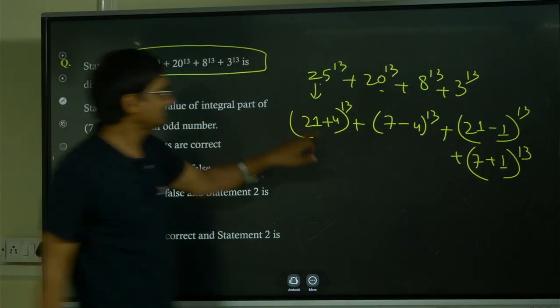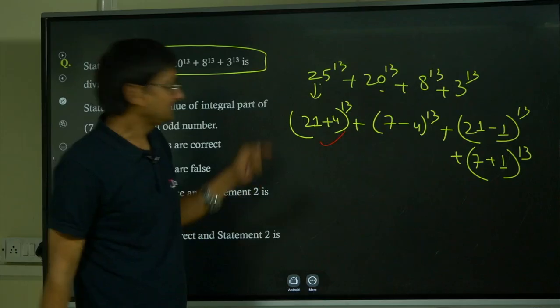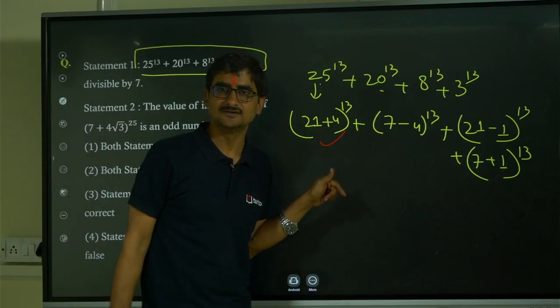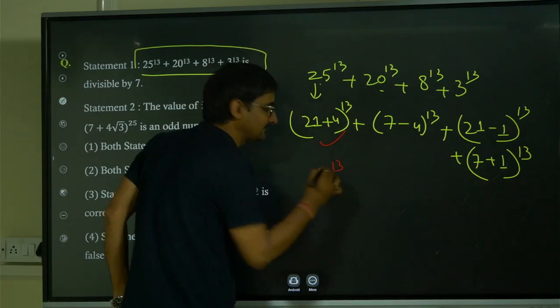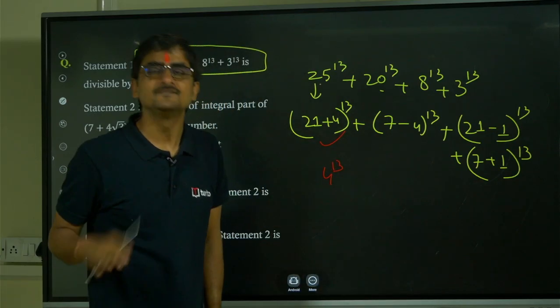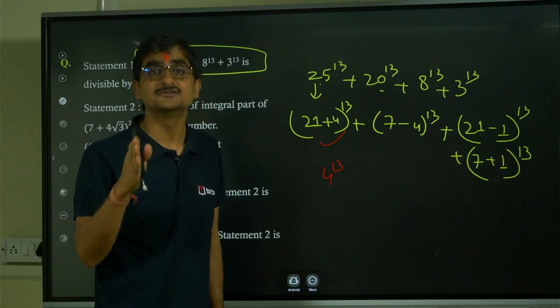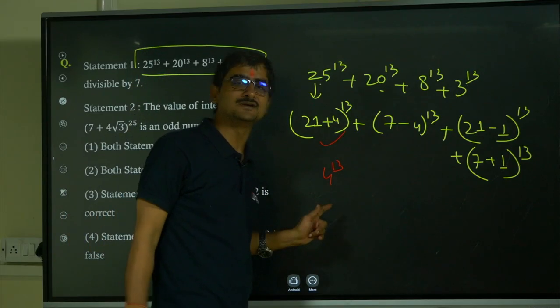Now expand. Let's say we expand this. 21 is a multiple of 7. So all the terms except the last term, which will be 4 raised to the power 13, will be left out. All are divisible by 7, leaving remainder 0. So the remainder you will get from here.